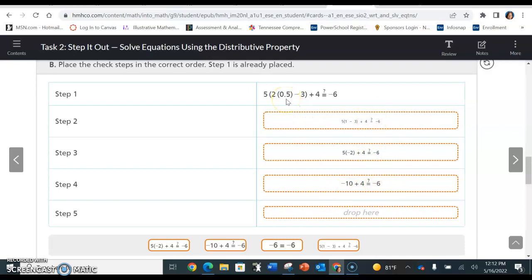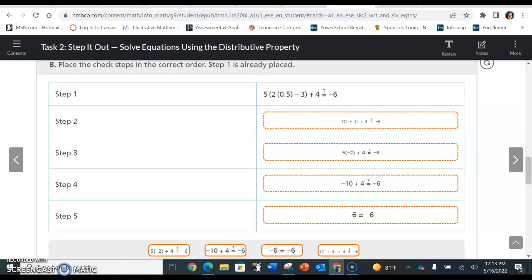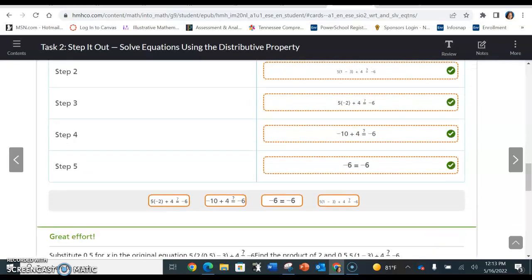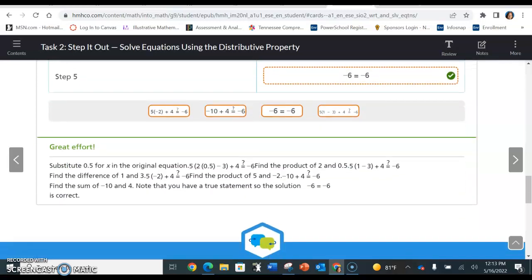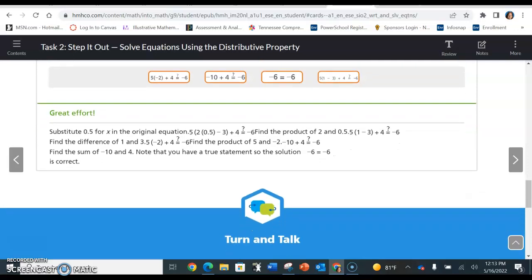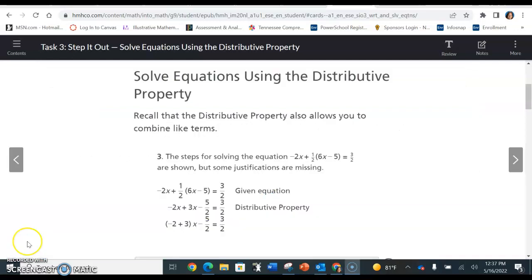If 0.5 is the correct solution, when we get to the last step, they will be equal. The left side will be equal to the right side. Negative 10 plus 4 is negative 6. Negative 6 equals negative 6. So it did check, and that means 0.5 is the solution to that equation. All right, that's all for task 2. If you have any questions, let me know.